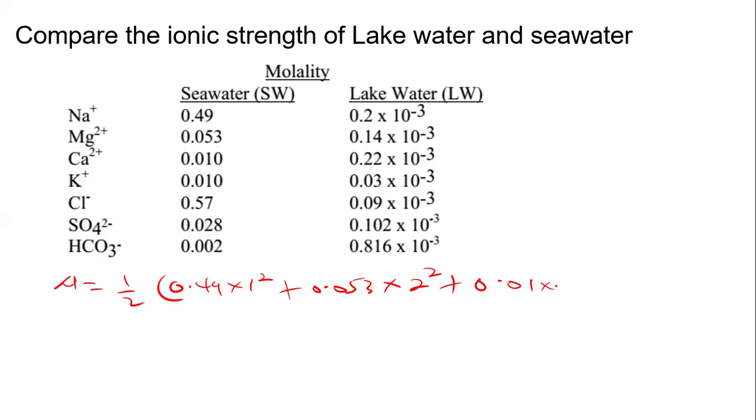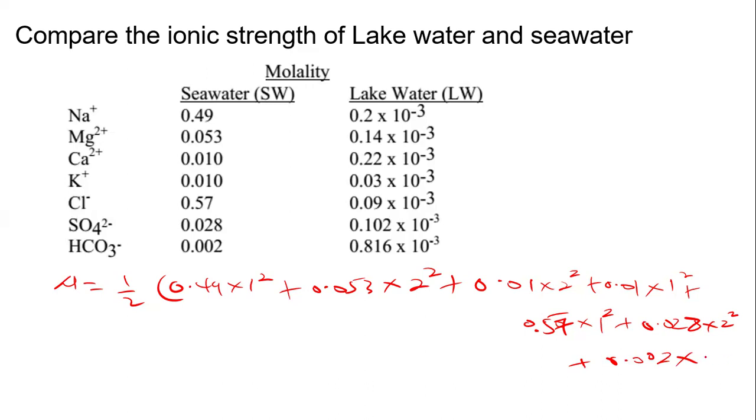0.01. The charge is +2, so times 2 squared. And for the potassium, I have 0.01 times 1 squared, plus, now for the chloride, I have 0.57 times 1 squared, plus the sulfate, I have 0.028 times 2 squared. And then the carbonate ion, I have 0.002 times -1, that is 1 squared.